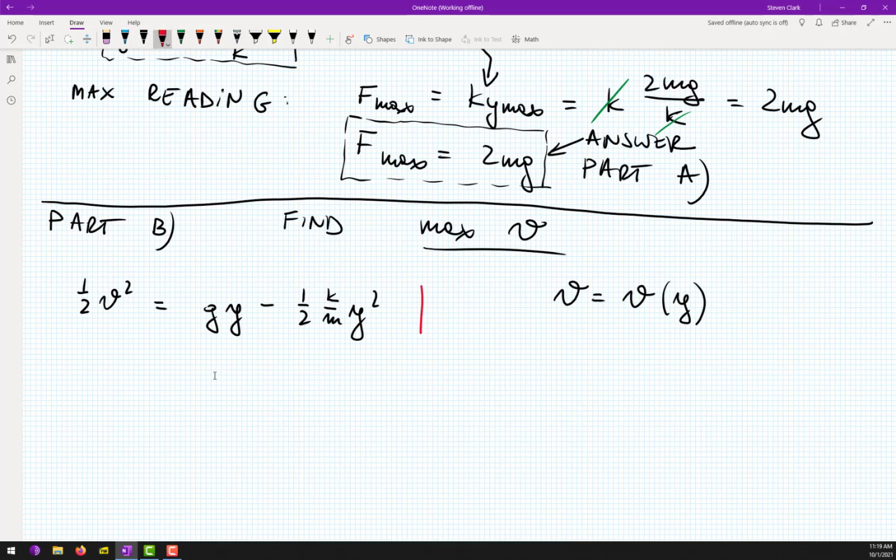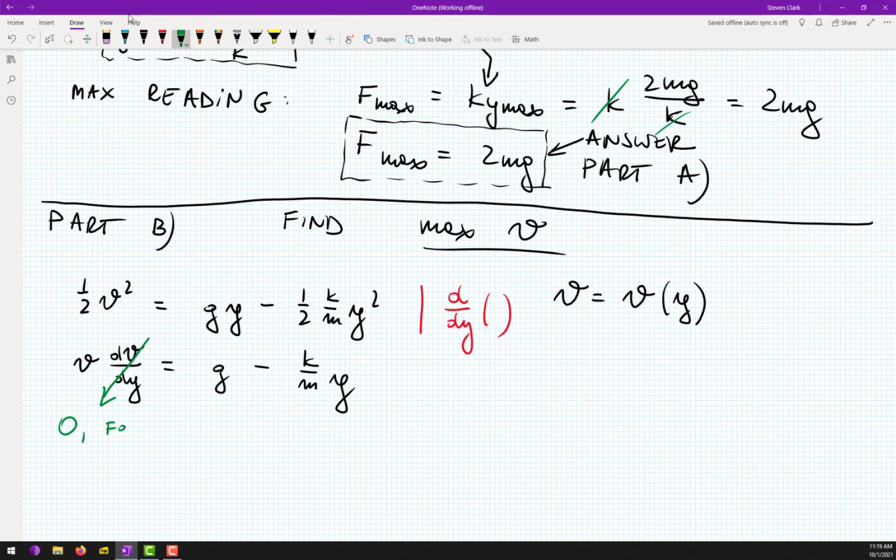So we're going to do d over dy, and we'll see what will happen. So in here we have v dv over dy, and this is equal to g minus k m y. And Sam said that this value is 0 at max speed. Yep, this is what he said.